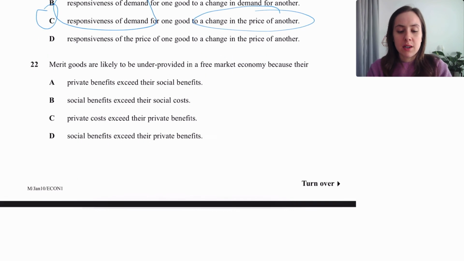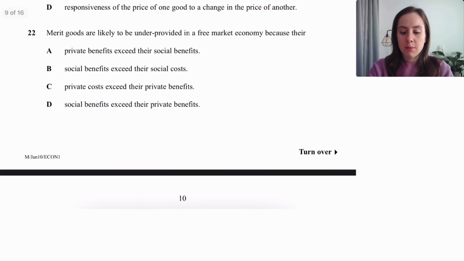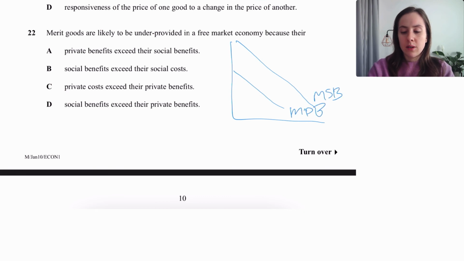Merit goods are likely to be underprovided in a free market. Yeah, merit goods have MSB higher than MPB. All else constant, that's going to mean the free market is going to produce here. Society would have loved that much to be produced. So the reason why this happens is because there's this gap between the MPB and the MSB, which is the externality.